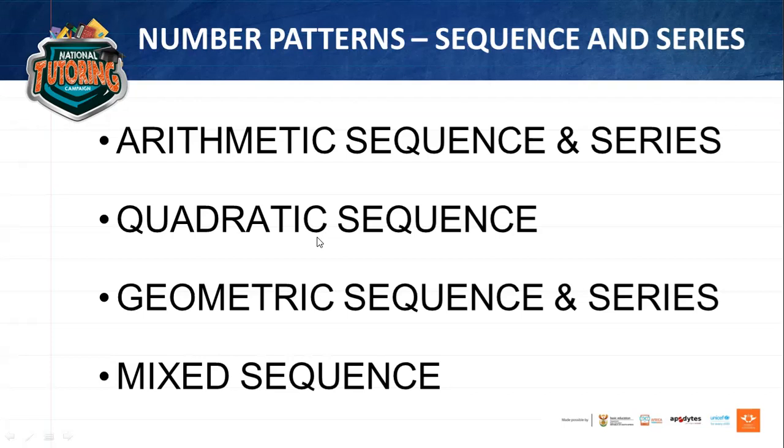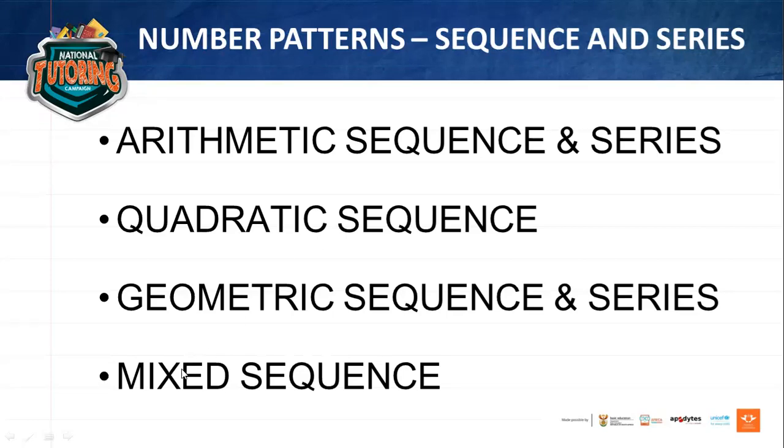And we also have a geometric sequence. A geometric sequence is whereby we have a constant ratio. So if there's a constant ratio between two consecutive terms, we say that type of sequence is a geometric sequence. In fact, to get the next term, you have to multiply by the constant ratio. And it also has a series.